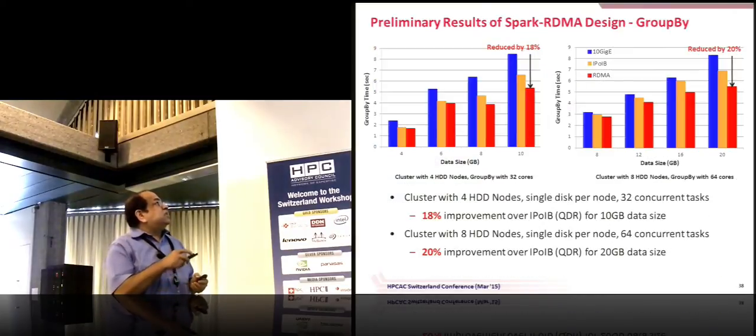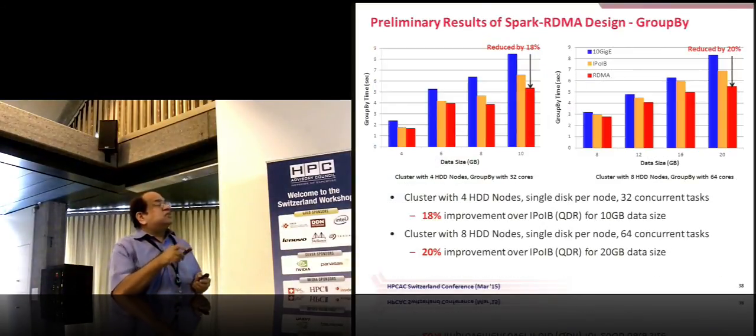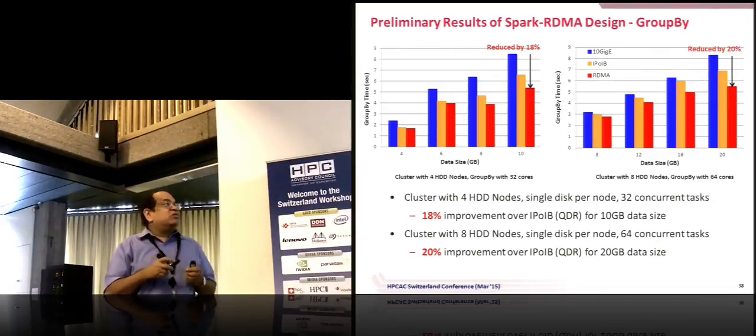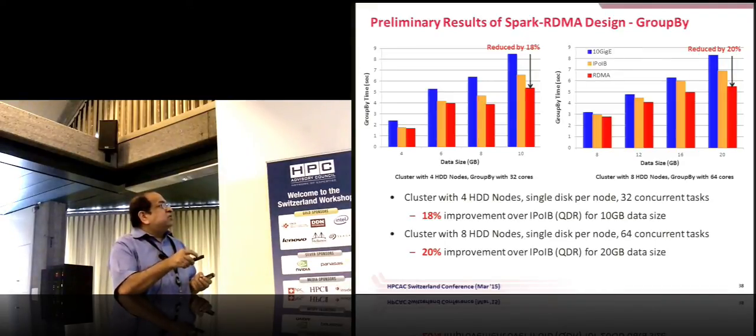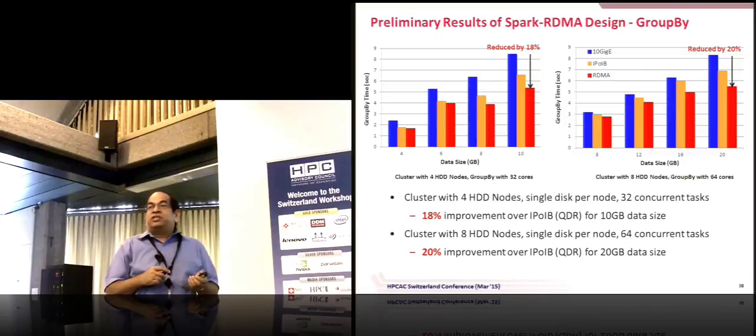Here are some initial numbers. There is one benchmark which is commonly used in Spark, called GroupBy. This is a smaller scale experiment we presented in the paper, only 4 nodes or 8 nodes. You can think of 64 cores. Compared to IP over IB, we get around 18% improvement, and on the 8 hard disk node we get around 20% improvement.